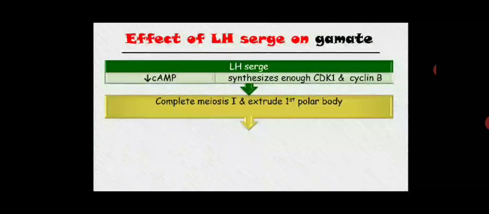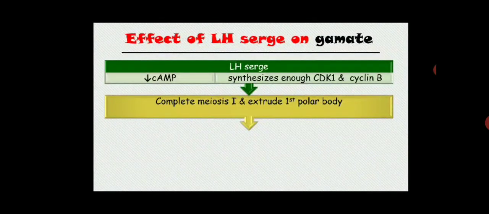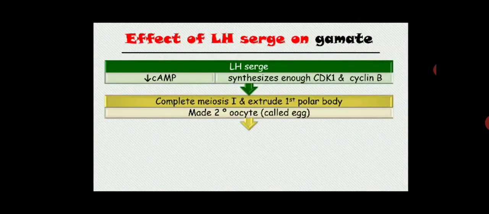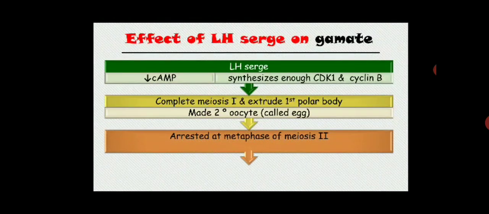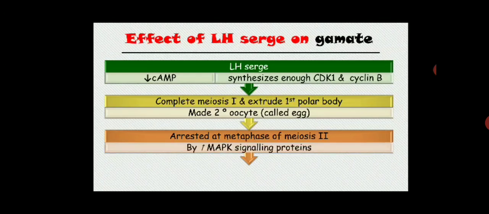And after completion of the first meiotic division, it is now known as a secondary oocyte, also called an egg. Now here's the thing: during meiosis 2, again it will arrest at metaphase. But at first it arrests at prophase. Now in the second meiosis it will arrest at metaphase. Why is it arrested? Because of increased MAP kinase signaling protein.